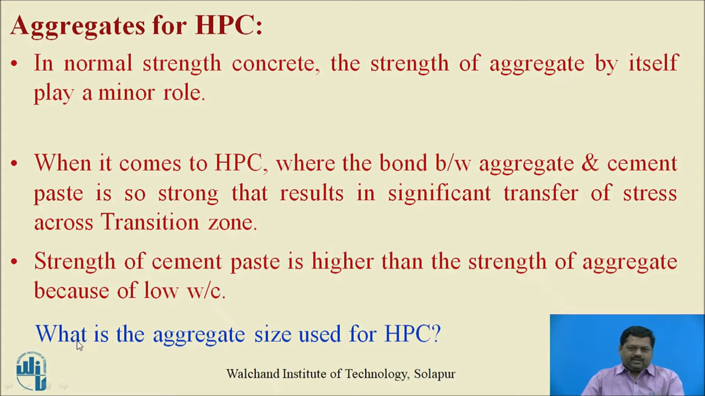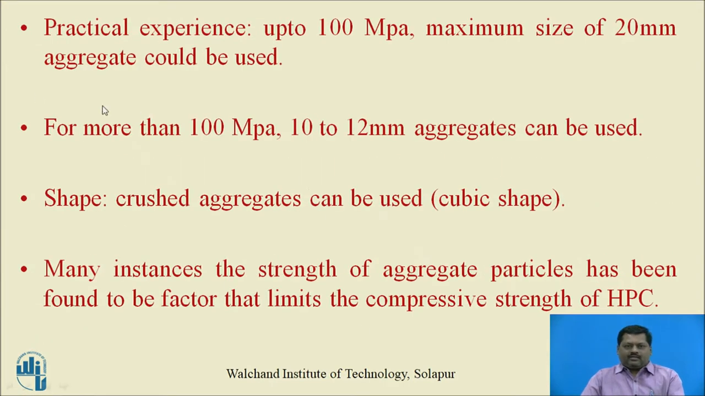Now the key question in this presentation is, what is the aggregate size used for high performance concrete? So just pause the video and answer about this, what is the aggregate size for HPC. So here the explanation is given. Practical experience, up to 100 MPa maximum size of aggregate we can keep 20 mm. If your concrete is having strength more than 100 MPa, then 10 to 12 mm aggregates can be used.